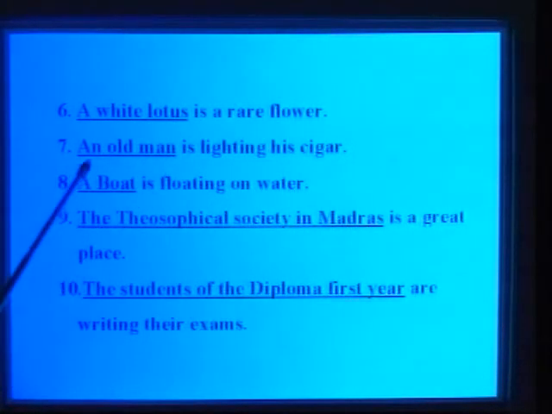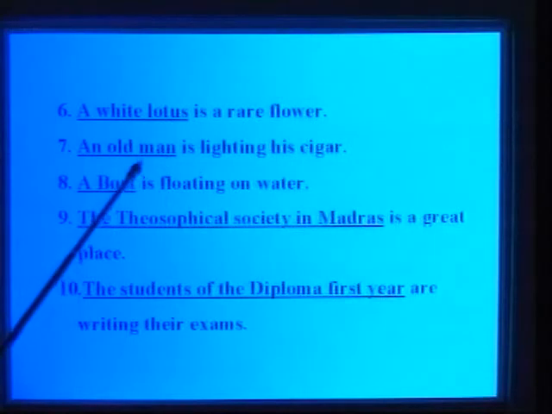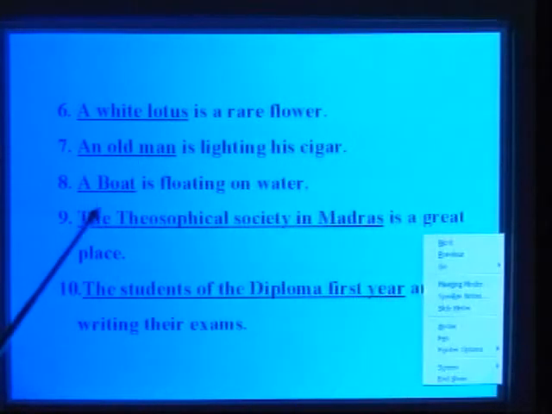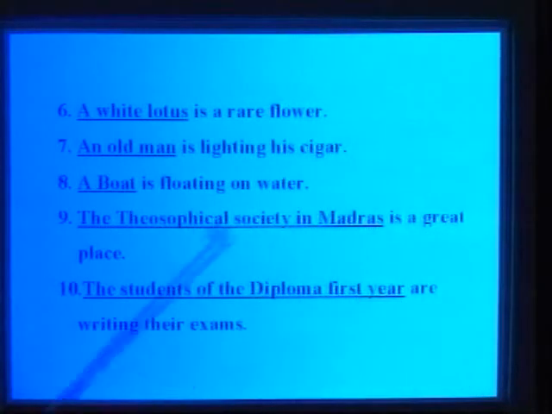And then, an old man is lighting his cigar. You have watched it in the clippings also. An old man becomes the subject here. And again, the eighth sentence: a boat is floating on water. What is that? A boat is the subject.